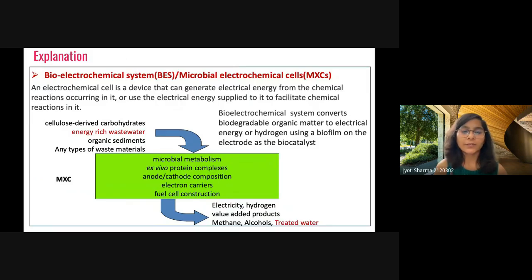So this figure is once again showing you, just see at the bottom what we are getting: electricity, hydrogen, then methane, alcohol, and treated water. So this is what we will get. And these ex vivo protein complexes are the part of MXC, that is microbial electrochemical cell. So these are the part, but not the product.